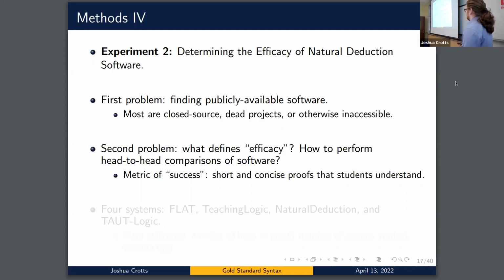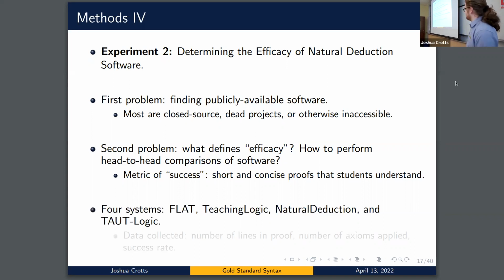And second, what does it mean for a system to be successful? Without student interventions, it's pretty difficult to define. So we used the metric of success being short and concise proofs that students can understand. Short proofs that make sense to a student, because if a proof is very long and unwieldy, they're not going to want to understand it, or they're not even going to try to understand it, most likely. So the 4 systems we tested are Flat, which is our system, a website called Teaching Logic, a Windows 10 application, Natural Deduction, and another website called Taught Logic.